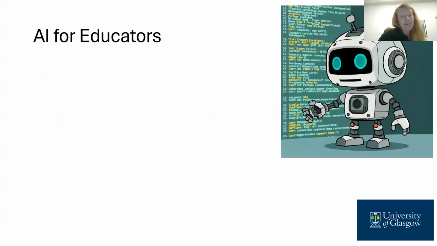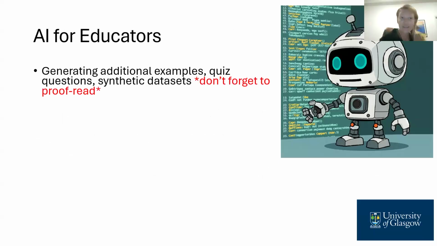So AI for educators, how can we use it well in our teaching? It's quite good for generating additional examples. You should obviously check all of your examples before you present them, but it's quite nice to think of different examples. Perhaps you've got some very football-oriented students and you don't know too much about football and you want a football question. It can be a nice way to generate that.